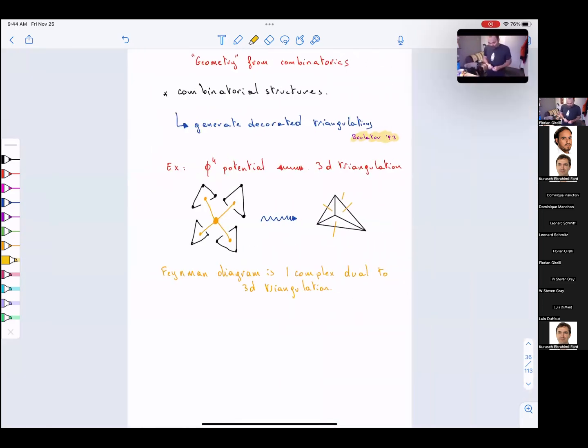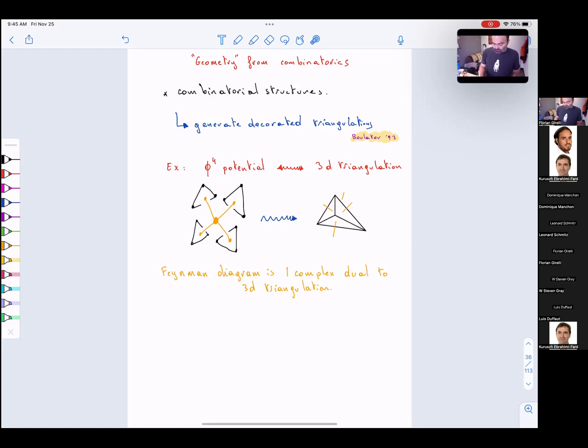So how can we actually use Feynman diagrams to generate triangulations here? Well, it's actually pretty simple. We are going to use this notion of duality, a Poincaré duality. For example, if we deal with a phi to the 4 interaction potential, then we know that the Feynman diagram is going to have 4 legs. If you say that each leg is actually dual to a triangle, then if you put some kind of delta function, you can say that this potential, this 4 legs thing, can be associated with a tetrahedron. And so in a sense, the Feynman diagram here is going to be the one complex dual to the triangulation.